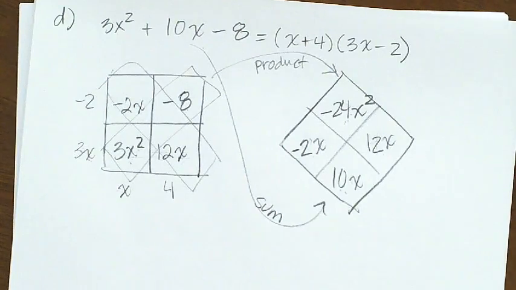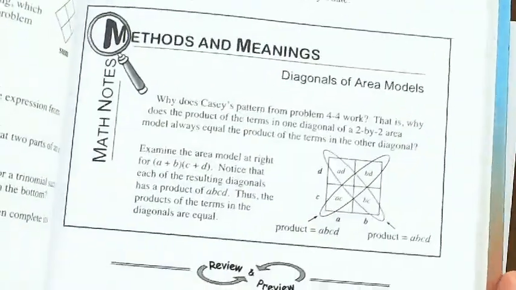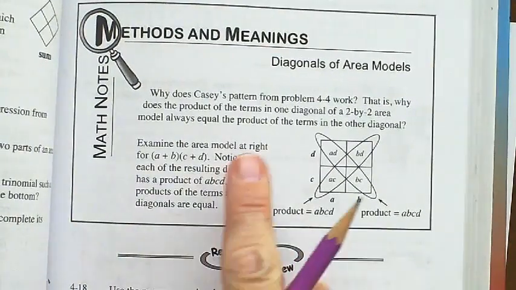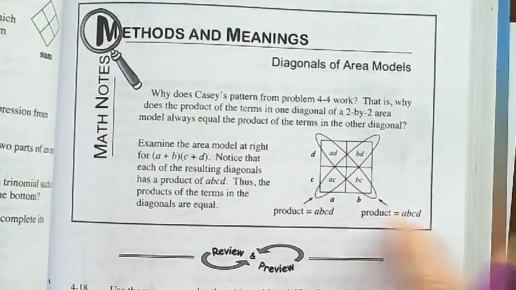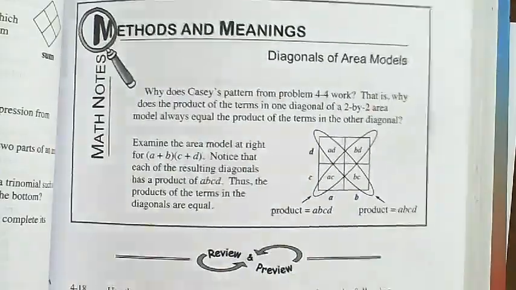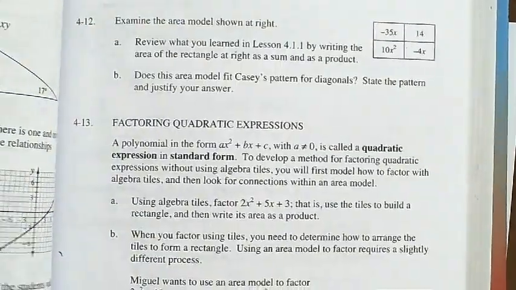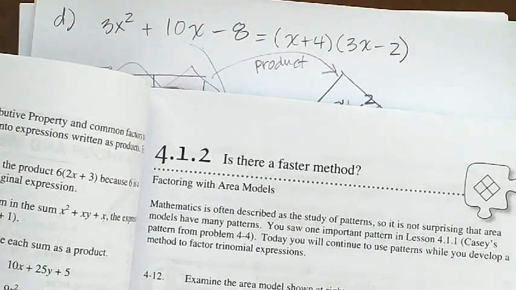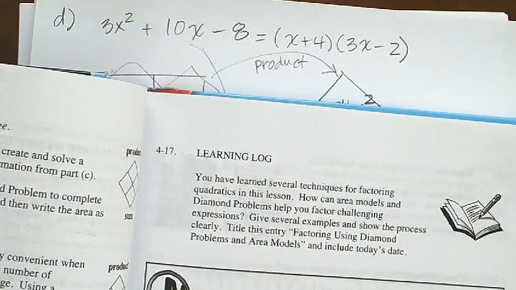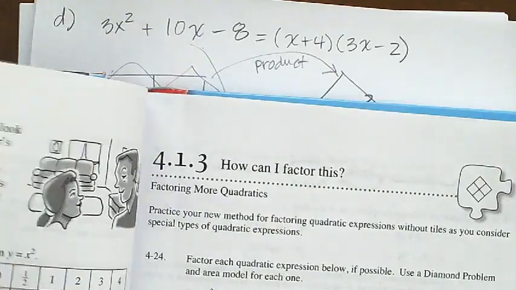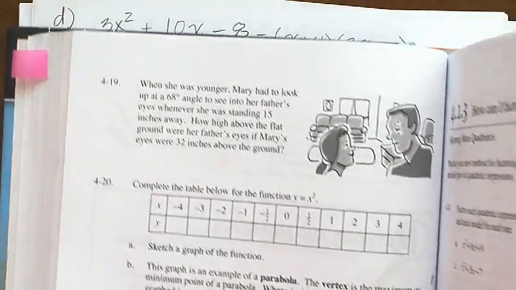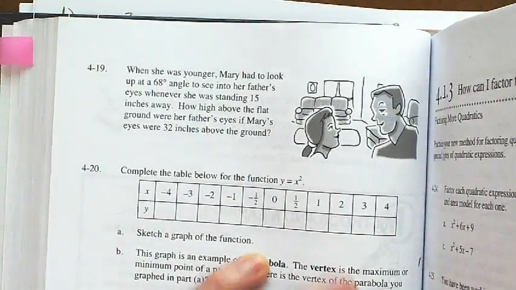If you have the ebook open, which you should, there's some nice math notes on why this pattern works in this lesson. I keep forgetting to put this on the video, but this is lesson 4.1.2, and I recommend you have that open in your ebook so that you're looking at the problem. You're not just writing an answer to a problem when you don't even know what the question is.